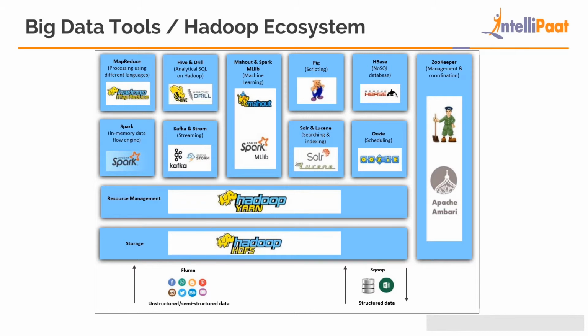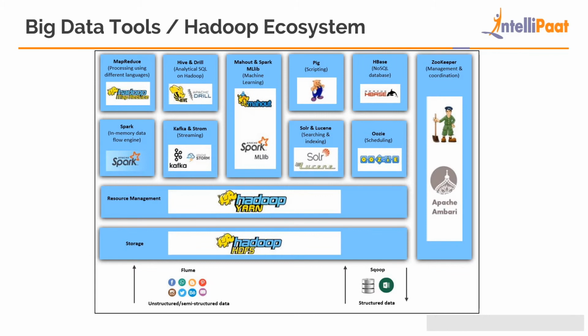You have Hadoop MapReduce for processing, you have Hive for analytics querying, you have Mahout and Spark for machine learning and data processing, you have Kafka and Storm for streaming, you have Apache Spark for in-memory data flow engine, which is basically for in-memory data processing. You have a NoSQL database. You can use HBase instead of MongoDB. You can use Oozie for scheduling the tasks. You can use Solr and Lucene for searching and indexing, and then you can use Pig. It is a scripting language which you can use in the Hadoop ecosystem.